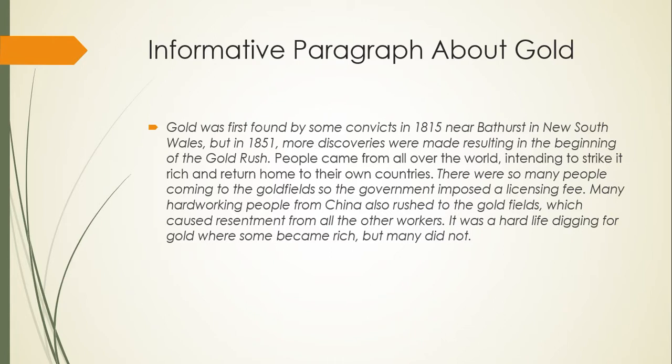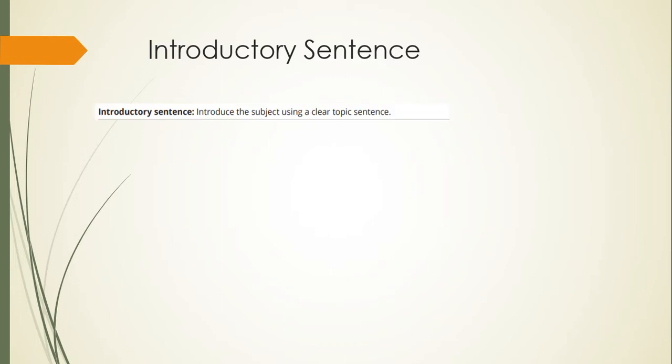So that paragraph gives you a very brief outline. It doesn't go into very much detail, because we will save that for another time, but for now, this is like an introductory paragraph that we will get into more detail later. So, let's have a look at the introductory sentence. The introductory sentence introduces the subject using a clear topic sentence. The topic sentence, remember, is what the whole paragraph or even the text is going to be about.